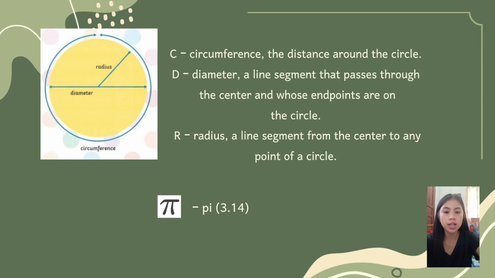So C stands for the circumference of a circle. It is the distance around the circle. And D stands for the diameter, which is the line segment that passes through the center and whose endpoints are on the circle. And R stands for the radius, a line segment from the center to any point of a circle. And this symbol stands for pi, which is equivalent to 3.14.